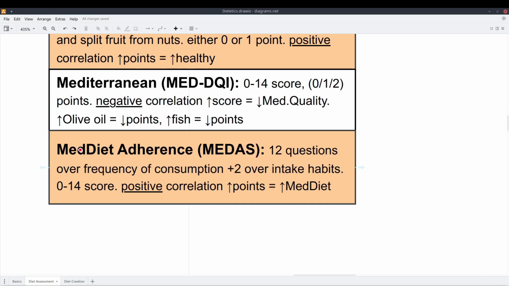And last but not least, we have the Med Diet Adherence, MEDAS. These are 12 questions over frequency of consumption, plus 2 over the intake habits. The score is from 0 to 14, and there is a positive correlation. So more points equals better Mediterranean diet adherence.